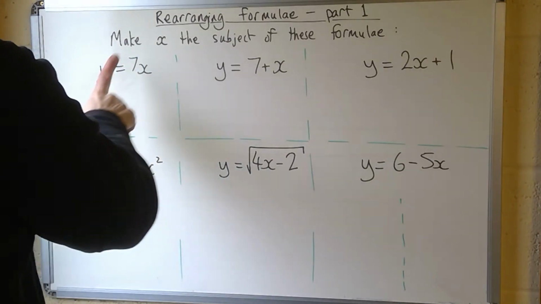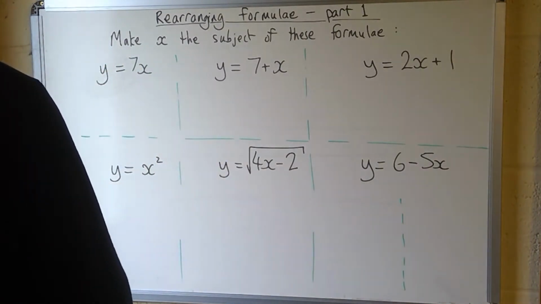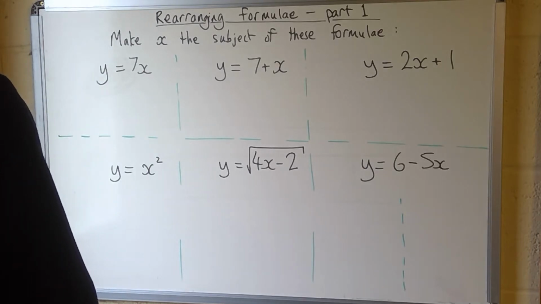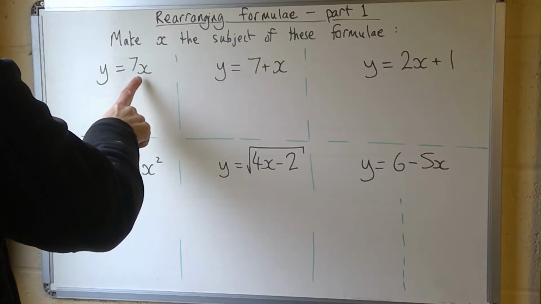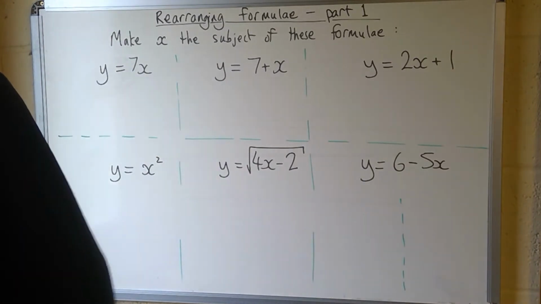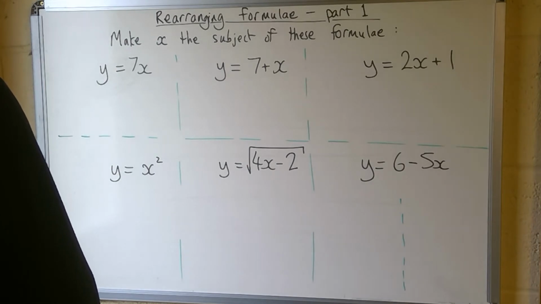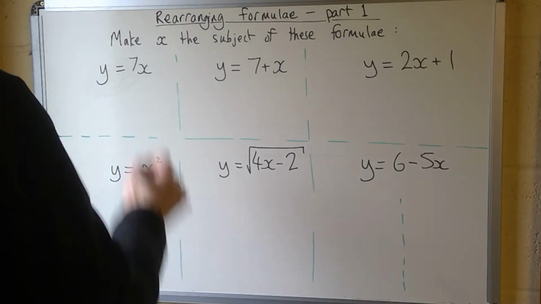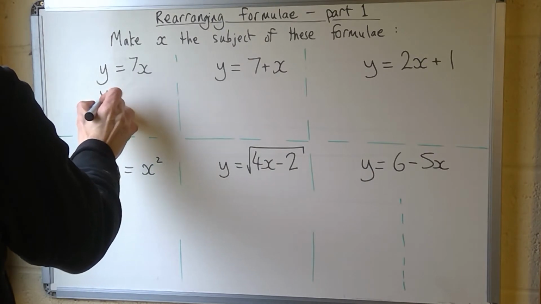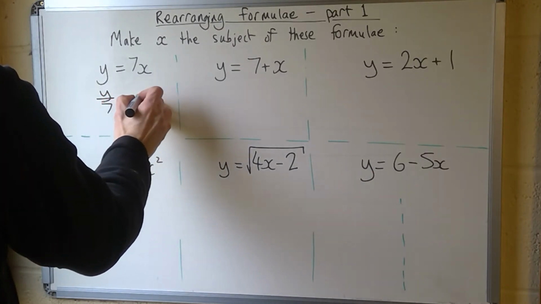So the first one, y equals 7x. I want to end up with x on its own. So these are very similar skills we use as when we're solving linear equations. I need to think about what's going on. That means 7 times x. So I need to undo that multiplied by 7. So I need to divide by 7. And as when we're talking about linear equations, I always need to do the same to both sides of the equal sign. So I'm going to divide by 7. Divide both sides by 7.